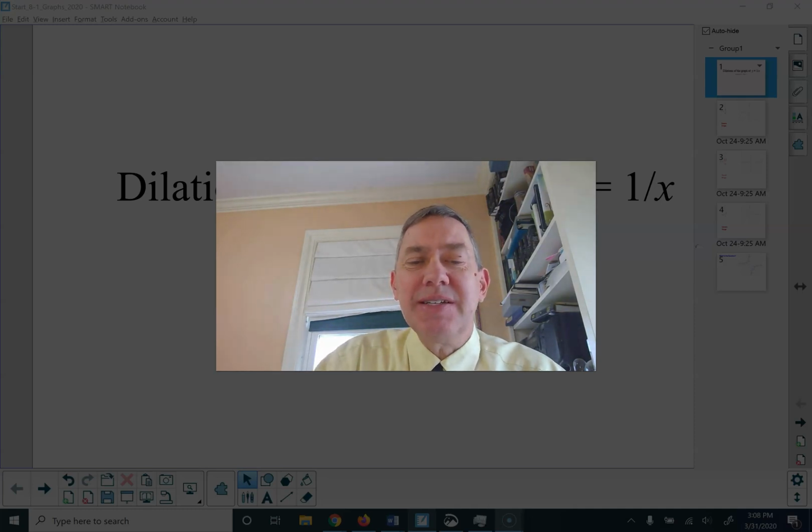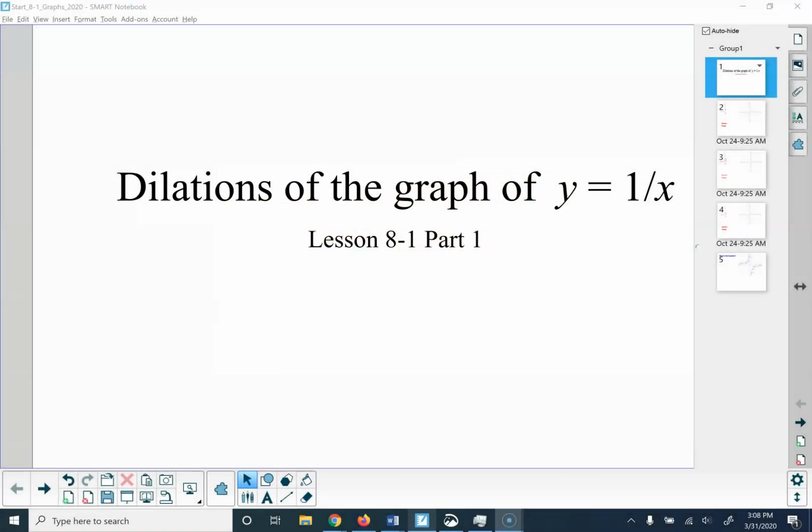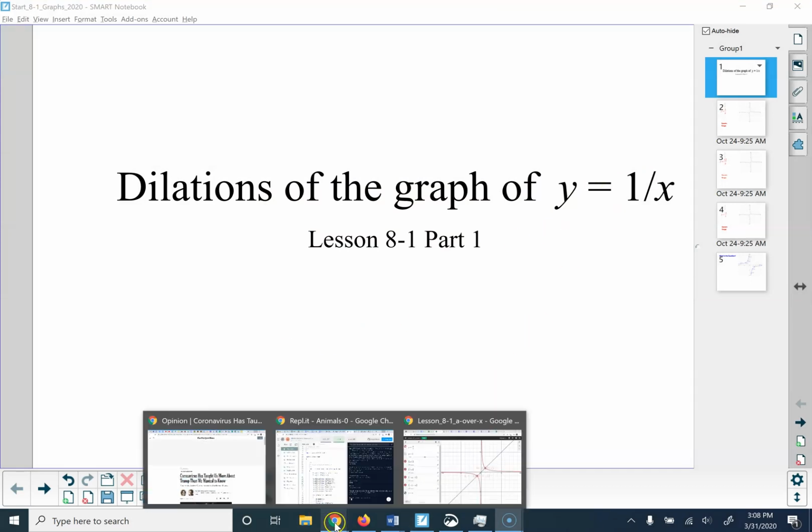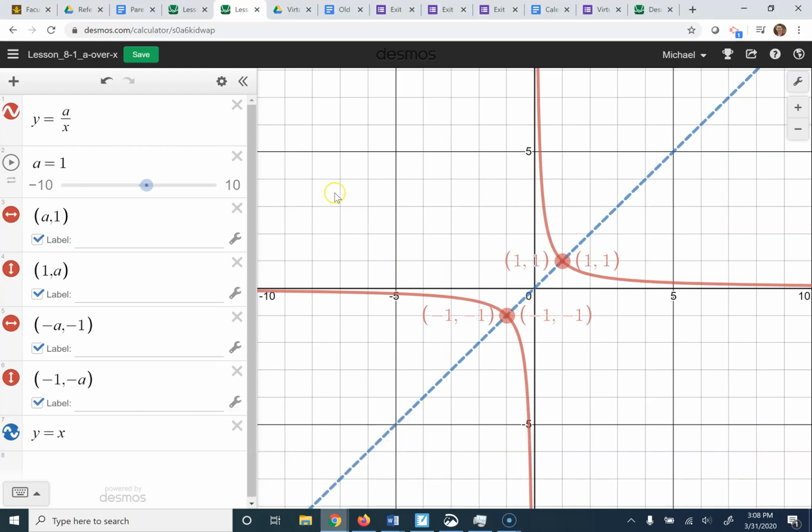The new topic: dilations of the reciprocal parent function, dilations of the graph of y equals 1 over x. Here's the graph of y equals a over x, with a currently 1. So it has the key points that you know, (1, 1) and (-1, -1).